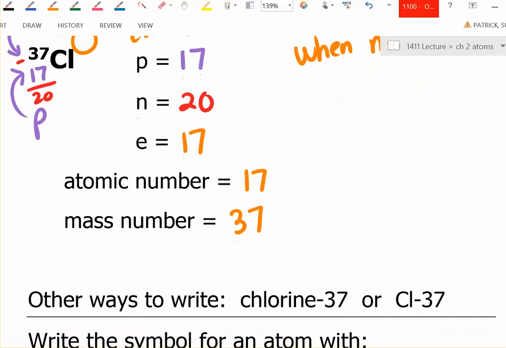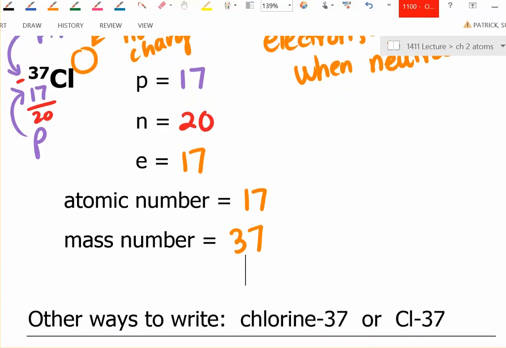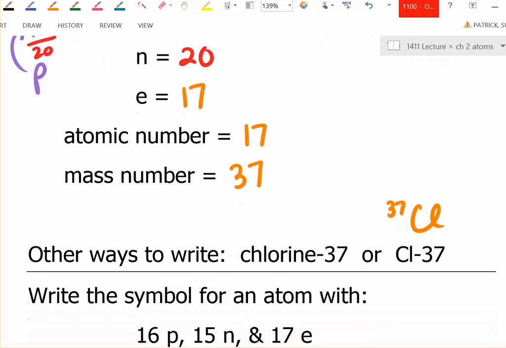Again, we could write this other ways besides the 37Cl like this. We could put the number after the name or after the symbol. Those are all chlorine 37.